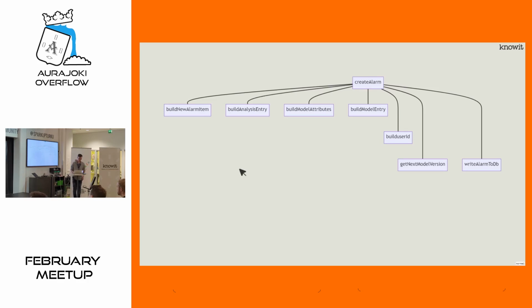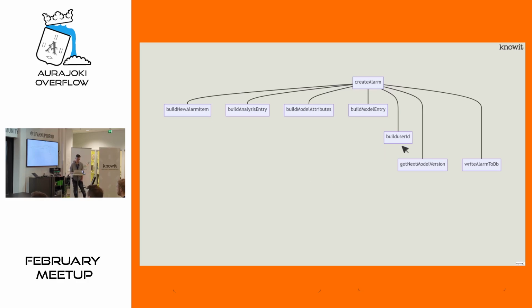So we've got a couple of functions here, 4 to be exact, which sort of form a layer of their own. I mean, just by looking at these names, building an alarm item, building an analysis entry, model entry, and so on, you can kind of get the idea that these are working on the same level and probably deal with similar kind of stuff.